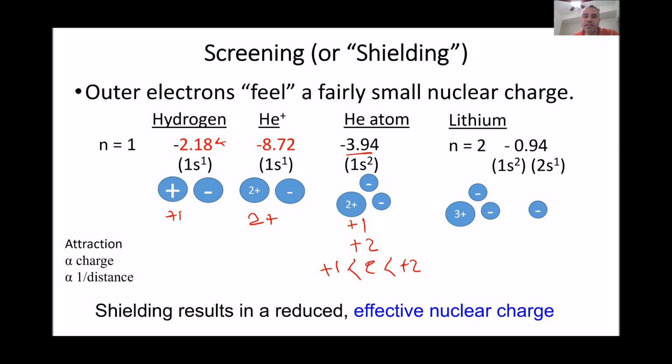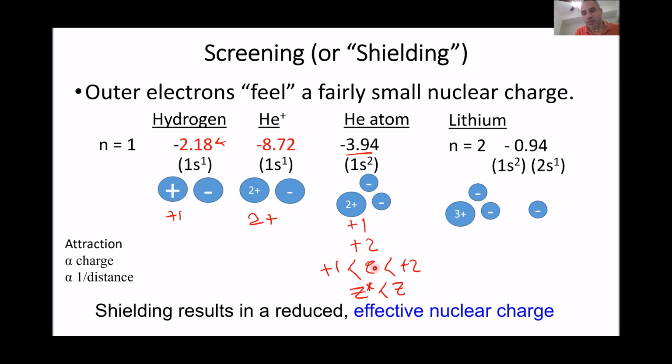And that phenomenon here is called shielding. It's basically that each one of these electrons is shielding the other electron from seeing the whole 2 plus charge of the nucleus. Each one of these electrons is going to be feeling what we call an effective nuclear charge that is slightly smaller than the actual nuclear charge, based on how efficiently the other electron is shielding.